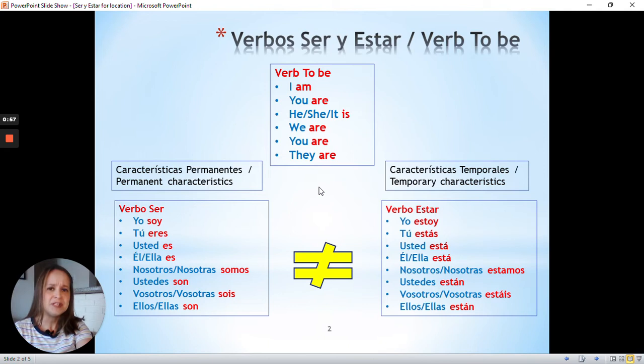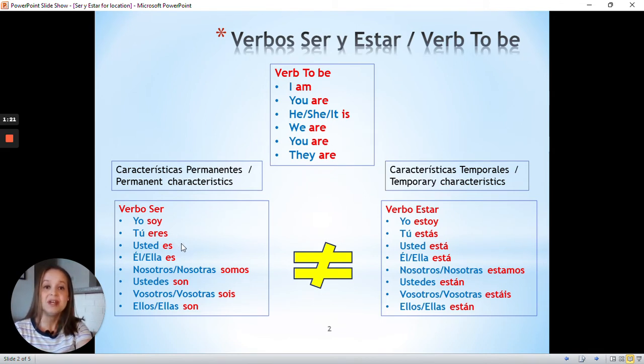Now, what is the difference between ser and estar, and why do we have two verbs for the verb to be in Spanish? The first verb is ser. Ser works for permanent characteristics of the subject, as you can see here in the description. The conjugation is yo soy, which means I am, first person singular. Tú eres, you are, second person singular.